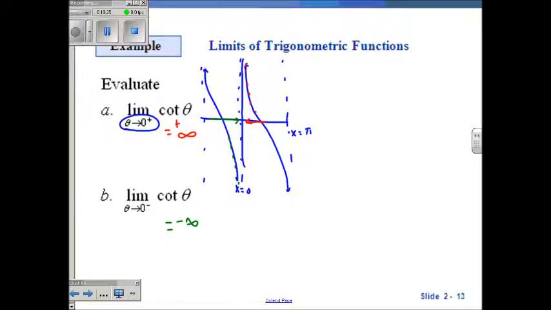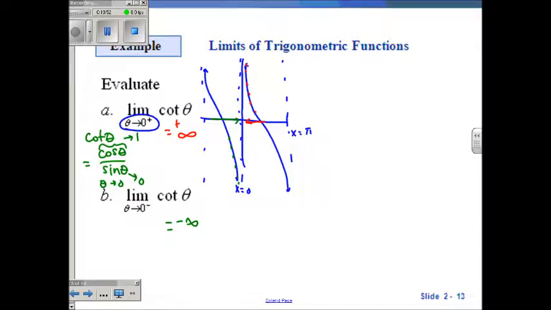Now you can see that if you think of cotangent of theta, if you remember your trig identity, it's cosine theta over sine of theta. And if theta is approaching 0, the top would be essentially 1. It's approaching 1. And the bottom is approaching 0. So again, we have the top is fixed, the bottom is approaching 0. We know it's going to be infinity or minus infinity.